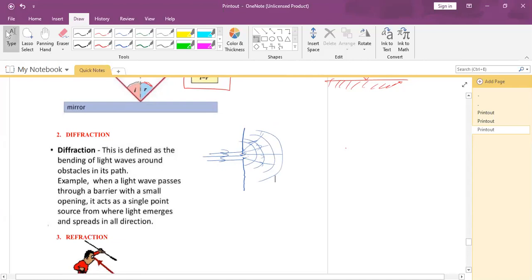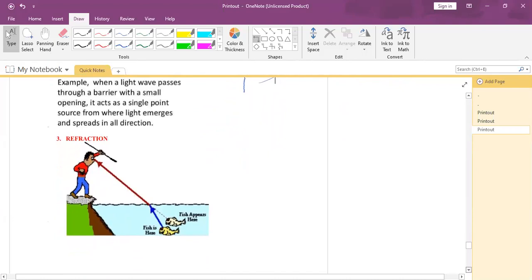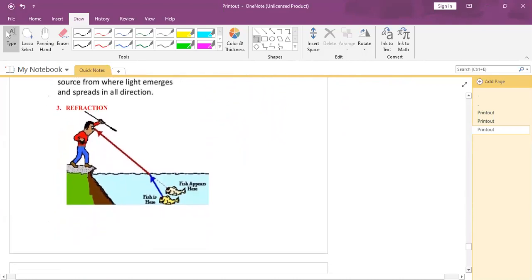Then we can also have what we call refraction of light. Refraction of light is the bending of light as it passes from one medium to another of different densities, okay? Refraction is what makes objects appear closer to the surface. If you have an object in water, it appears as if it's close to the surface. It's all because of refraction due to bending of light.